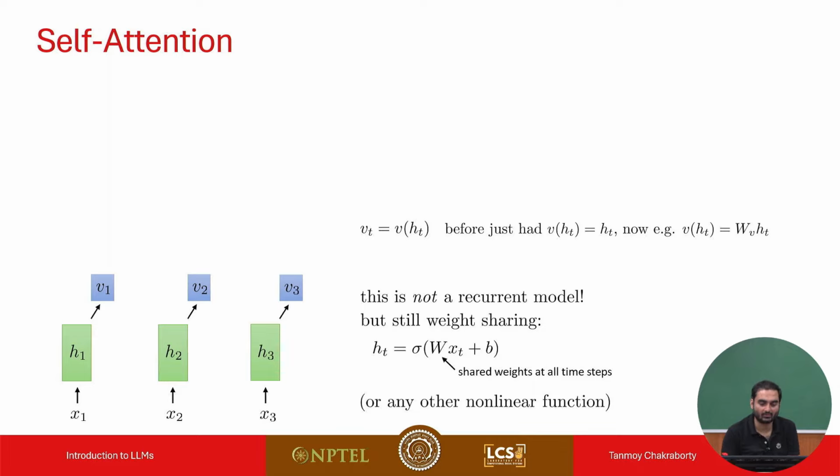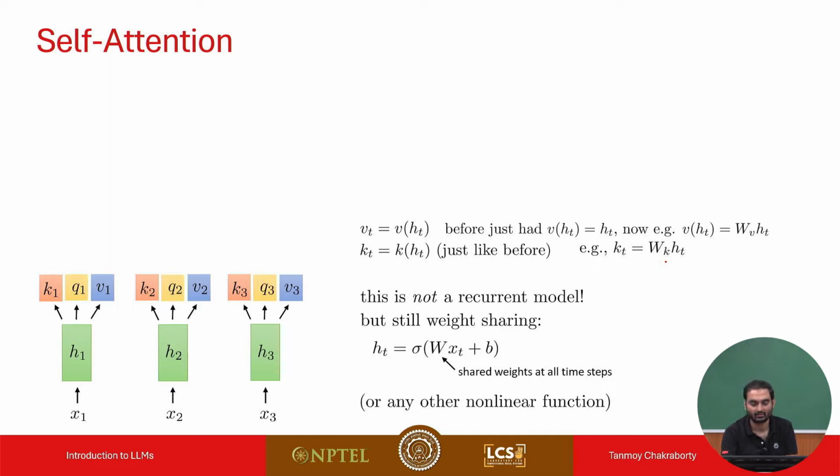So the value you obtain through WV, the key you obtain using WK, and the query you obtain from WQ. These are linear transformations. Then what do we do? Same process, same as attention.